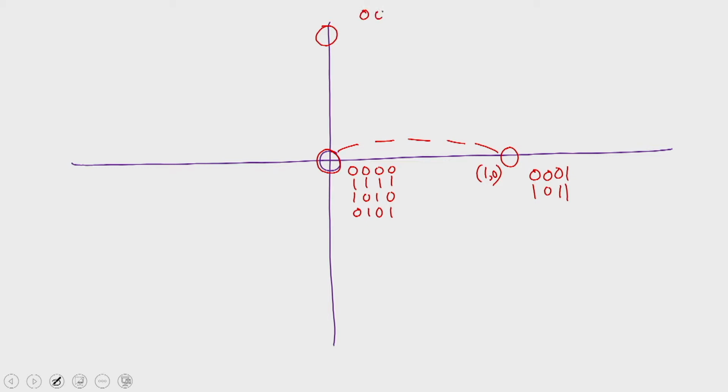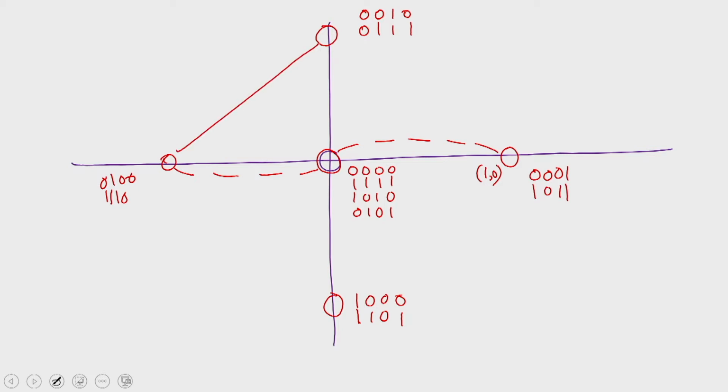Similarly, 0010 and 0111 map to 01, and diametrically opposite we have 1000 and 1101 mapping to 0 minus 1, and minus 1 0 has 0100 and 1110. So, we have exchange edges of this sort.